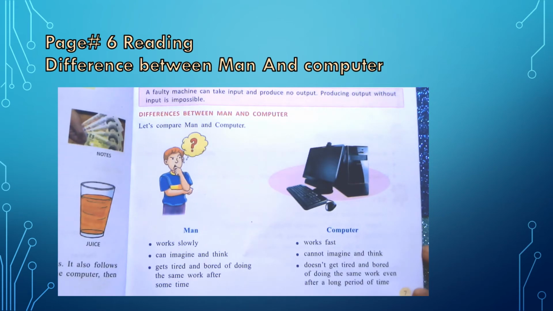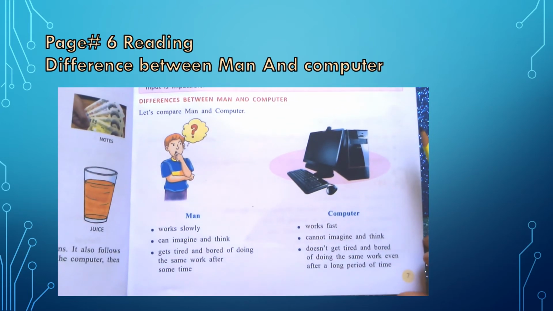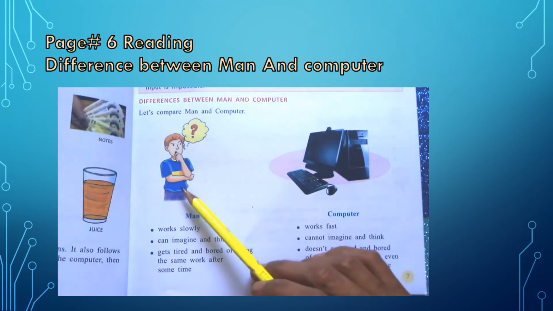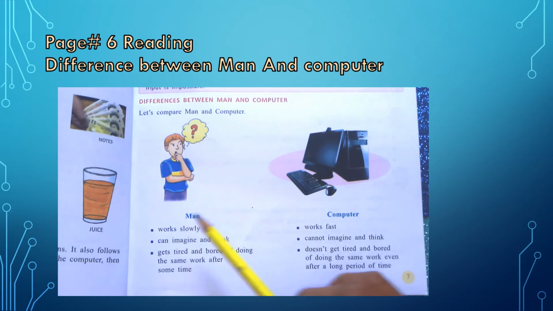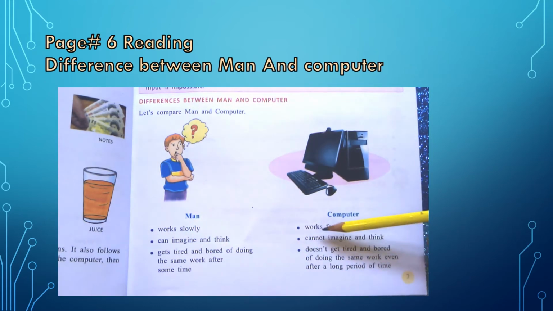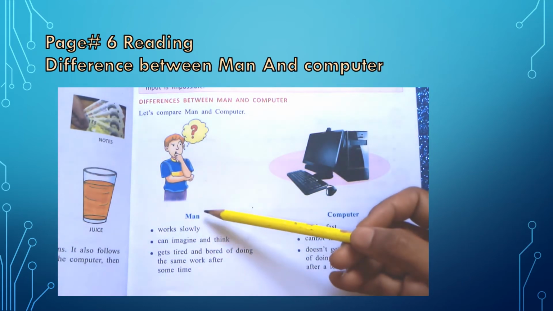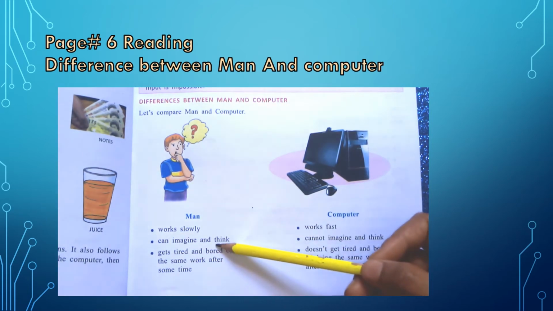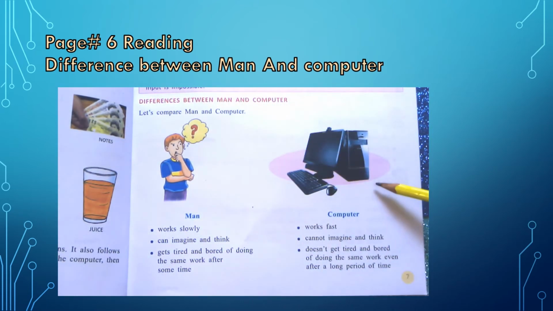Now read the difference between man and computer. Here is man and this is the electronic machine, computer. Let's see the difference. Man works slow. इंसान आहिस्ता काम करता है. But computer works fast. Man can imagine and think, but computer cannot imagine and think. Computer सोचता नहीं है. But man can imagine.